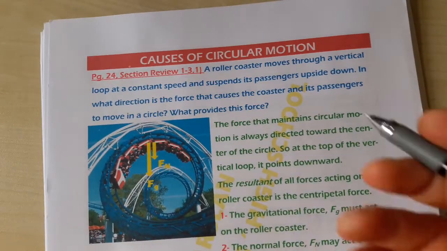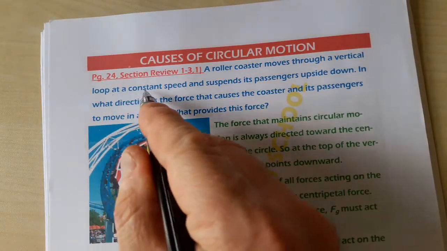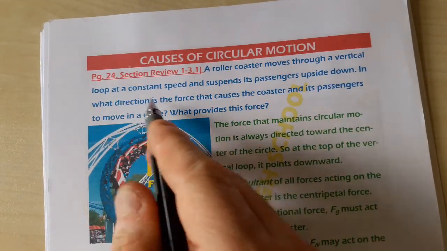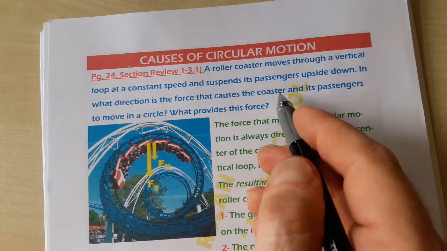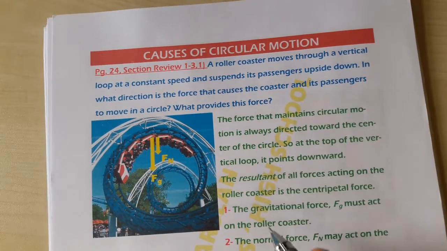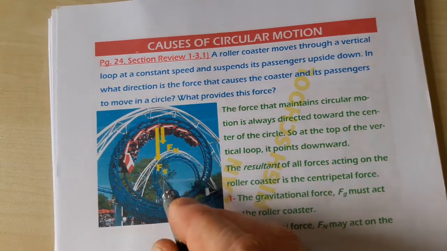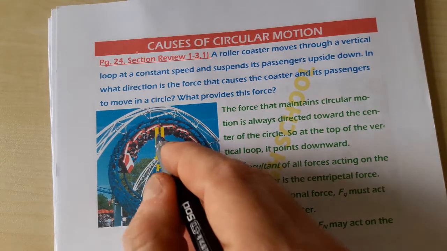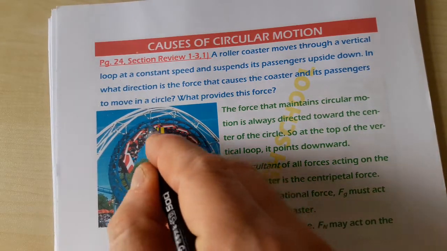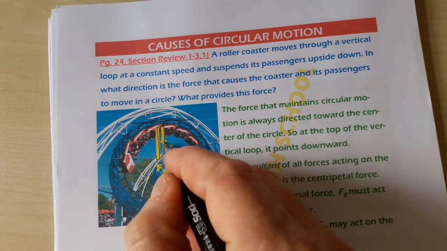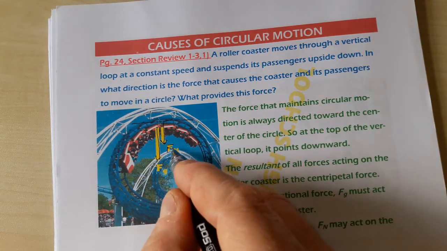So a roller coaster moves through a vertical loop at a constant speed and suspends its passenger upside down. In what direction is the force that causes the coaster and its passenger to move in the circle? What provides this force? At this position, there are two forces acting on the coaster. One of them is the gravitational force, Fg. The second one is the normal force between the track and the car, Fn.